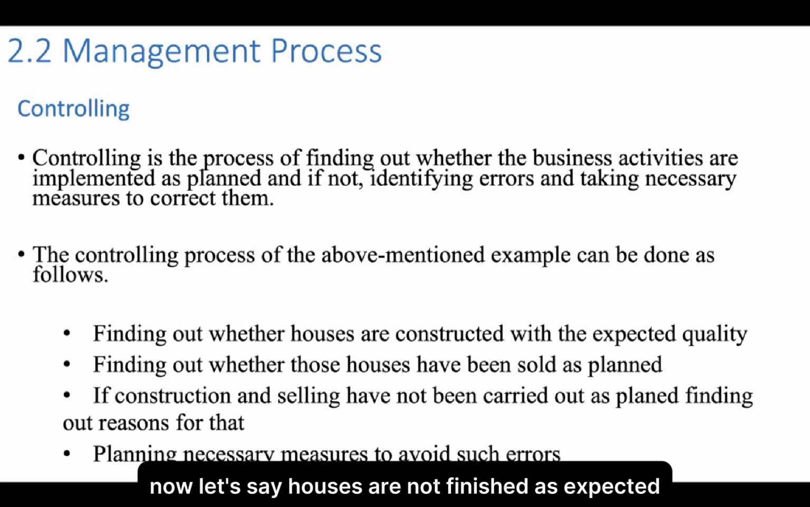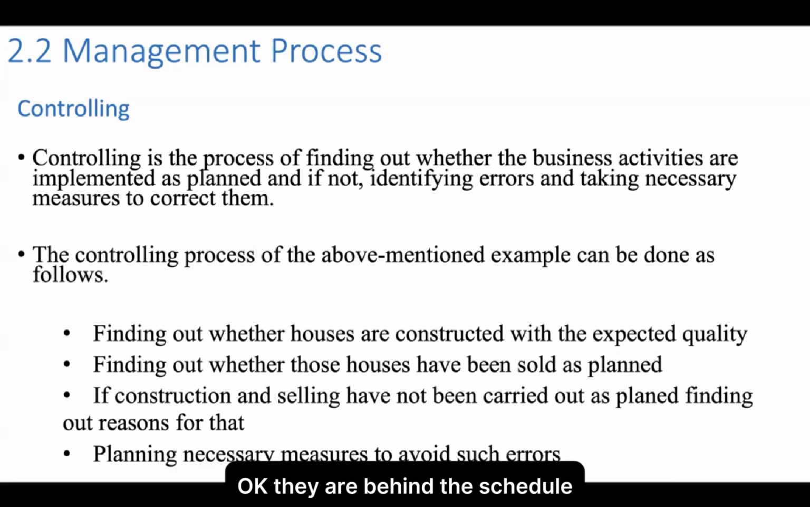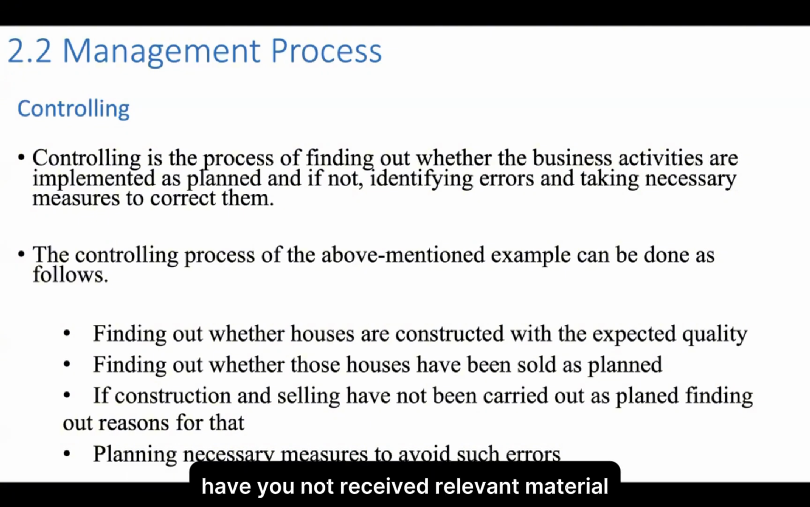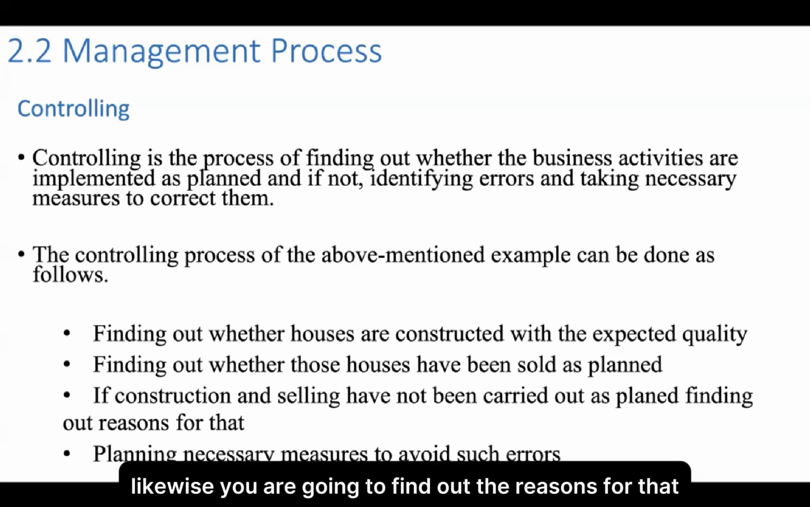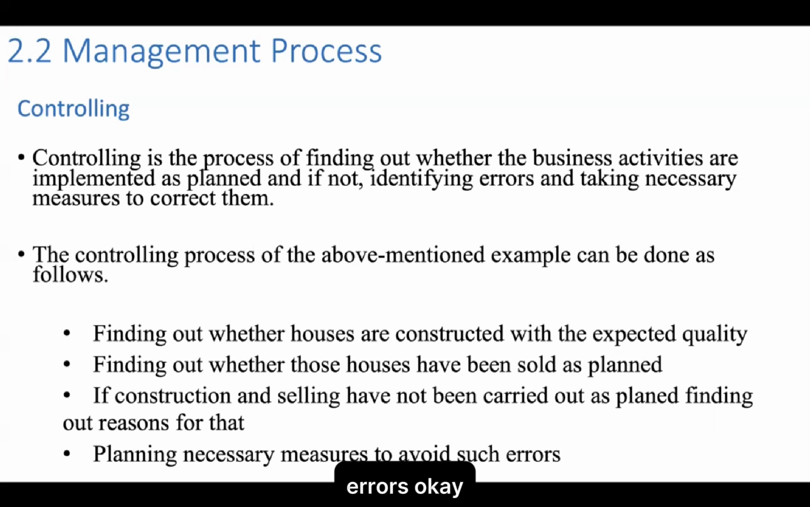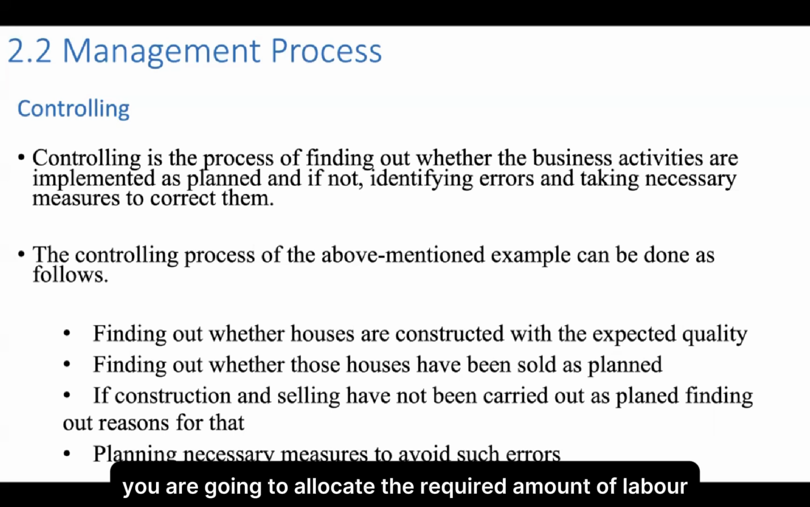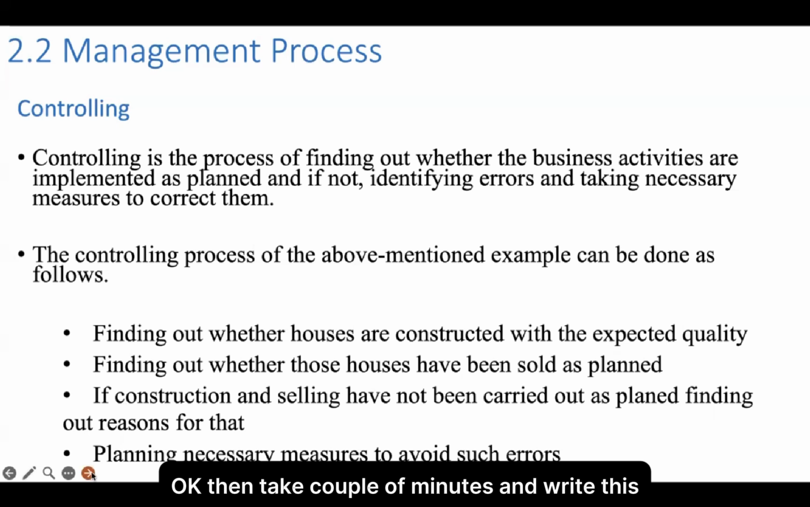Now let's say houses are not finished as expected. They are behind schedule, and houses are not being sold. Then you have to find out what the reasons are. Why have you not received the relevant material? Have you not received the relevant labor? Likewise, you are going to find out the reasons, and then plan necessary measures to avoid such errors. So if you have made an error, let's say you have not allocated the required labor, then you are going to allocate the required amount of labor. Okay, then take a couple of minutes and write this.